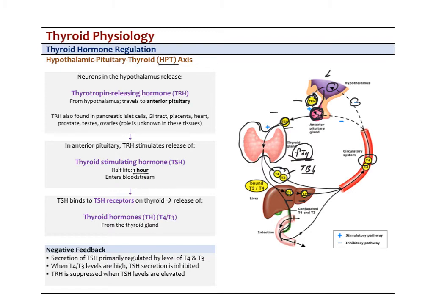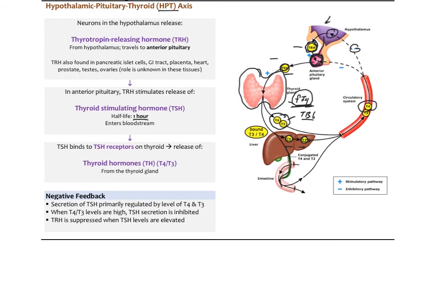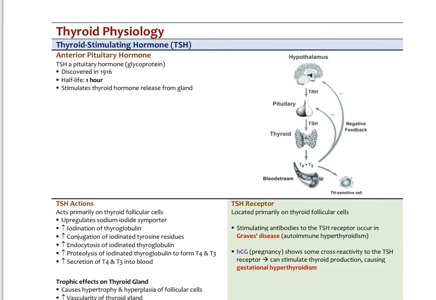Okay, so that's the HPT axis and the negative feedback of thyroid hormone. I wanted to say just a few more things about TSH, thyroid stimulating hormone. Again, this is secreted by the pituitary. It's a glycoprotein, so a sugar protein. It was first discovered in 1916, and it has a half-life, as I mentioned, of about 1 hour. Its main role is to stimulate thyroid hormone release from the gland.